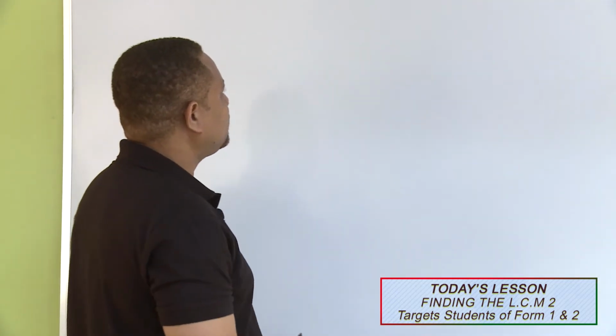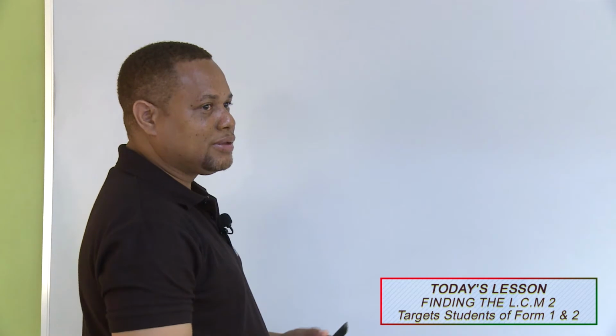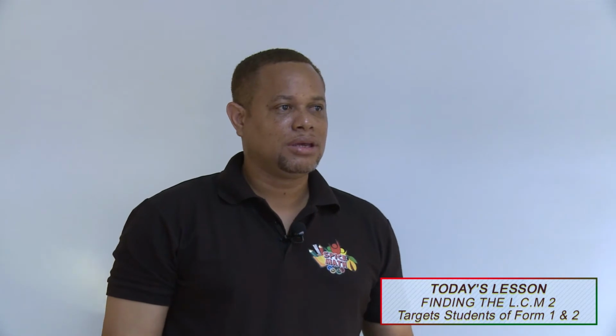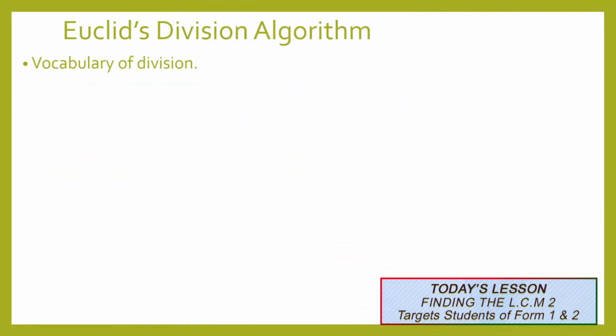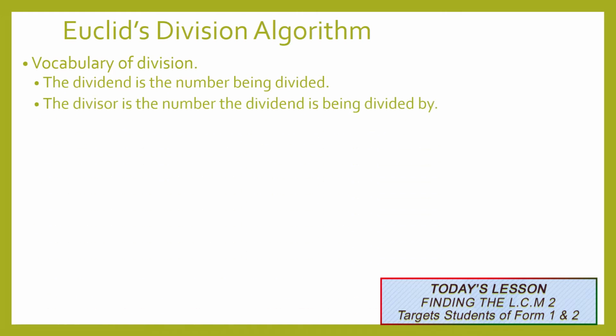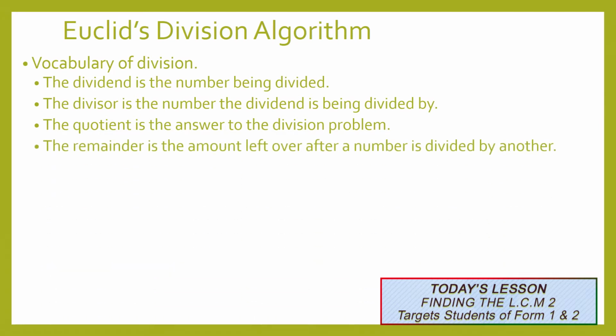Now, for our second method, we call it the Euclid's division algorithm. But before we get into that, let us revise the vocabulary of division. The dividend is the number being divided. The divisor is the number the dividend is being divided by. The quotient is the answer to the division problem. And the remainder is the amount left after a number is divided by another.